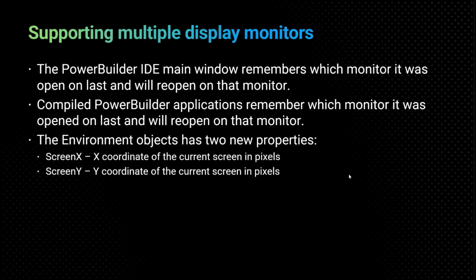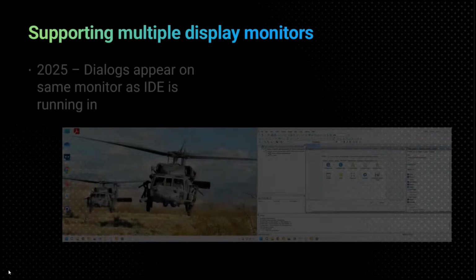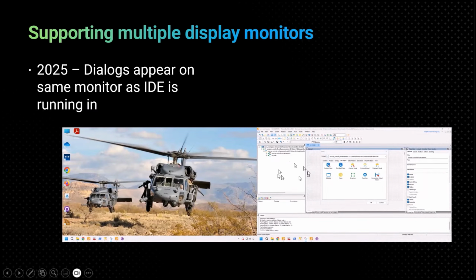And then now the environment object has two new properties. So it's screen X and screen Y. This is a little complicated because PowerBuilder doesn't see two monitors. PowerBuilder sees a display area of a certain size. Let me go back a couple slides because you can see that right there. This is kind of how PowerBuilder sees the monitors. It doesn't really see two monitors. It sees this huge display area.